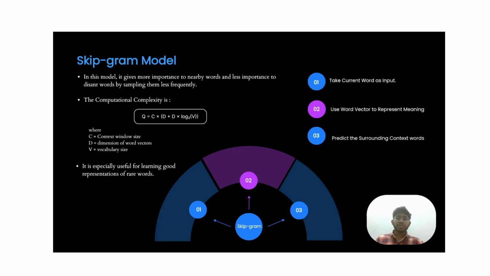When we talk about computational complexity, we have a formula here which we are showing on the slide. Let's compare it with the CBOW model. Skipgram has slightly higher cost because it predicts multiple context words, compared to CBOW. But there are some advantages. Skipgram works very well for rare words because it learns more detailed relationships between words. So to quickly compare the models, CBOW is faster and works well for frequent words, whereas skipgram is slightly slower but better for rare words.